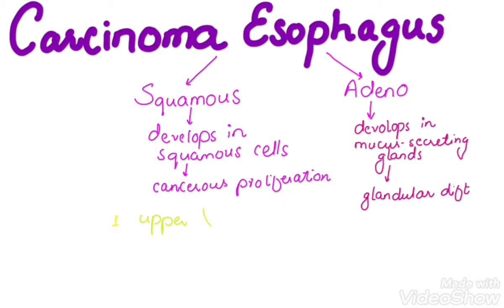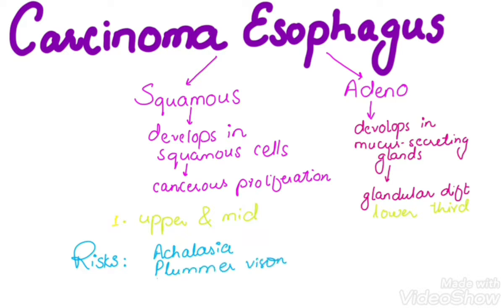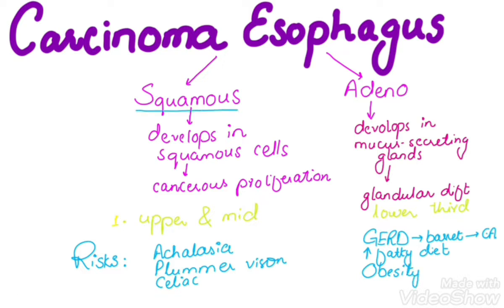Carcinoma of esophagus, if it is squamous, is always in the upper and mid esophagus, whereas adeno is always in the lower third of esophagus. The risk factors are also different: achalasia, Plummer-Vinson, and celiac disease for squamous, whereas GERD, when it differentiates into Barrett esophagus, leads to adenocarcinoma, along with fatty diet and obesity.